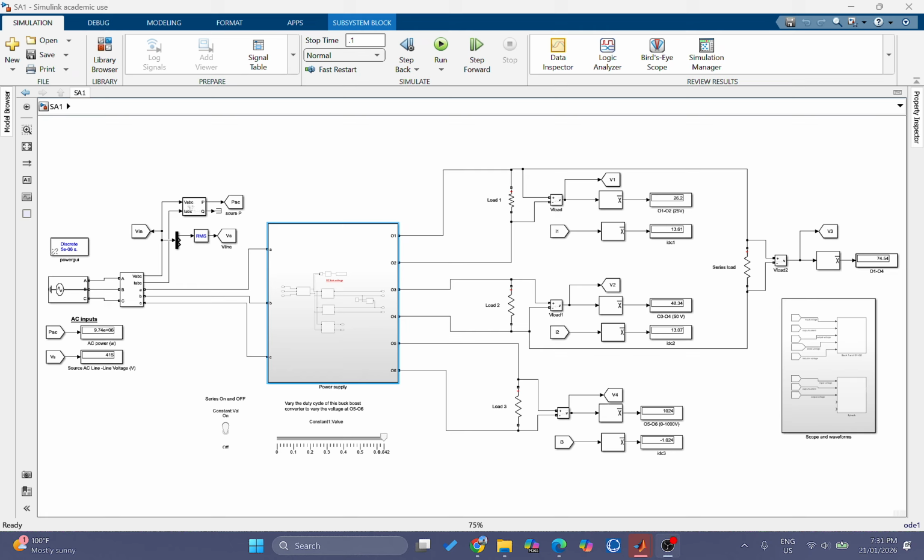Hello everyone, in this video I will be presenting the design and simulation of a multi-output power electronic converter, from a 3-phase 415 volt 50 Hz AC source.